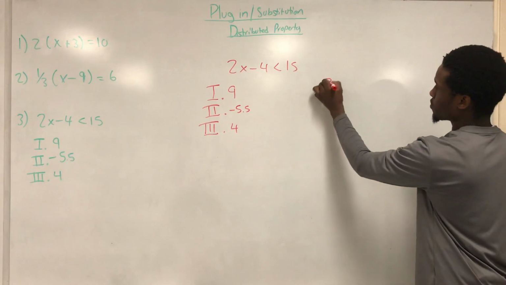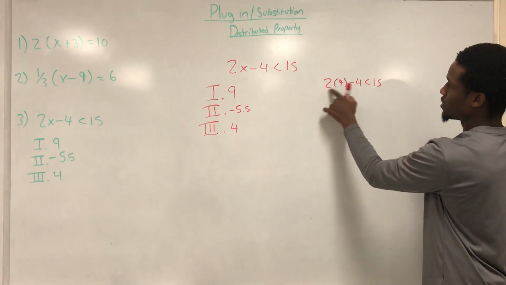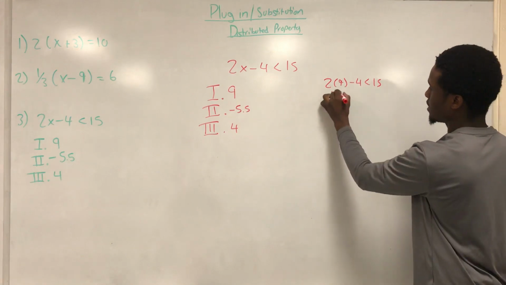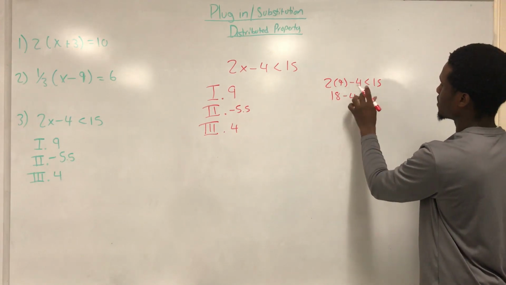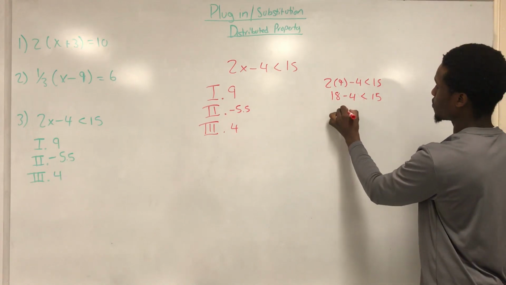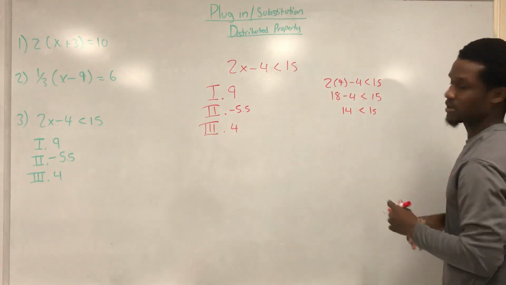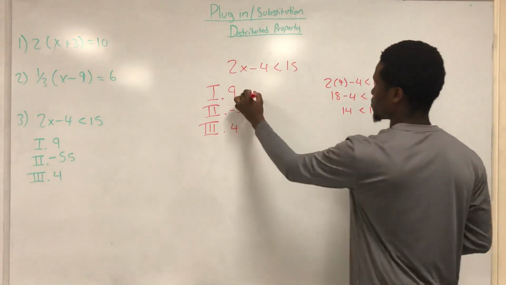Let's try 9 first. We have 2 times 9 minus 4 has to be less than 15. Well, 2 times 9 is 18. 18 minus 4 has to be less than 15. So 18 minus 4 is 14. Is 14 less than 15? Yes, 14 is less than 15, so this is true.